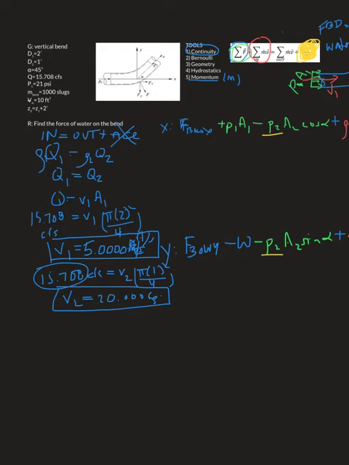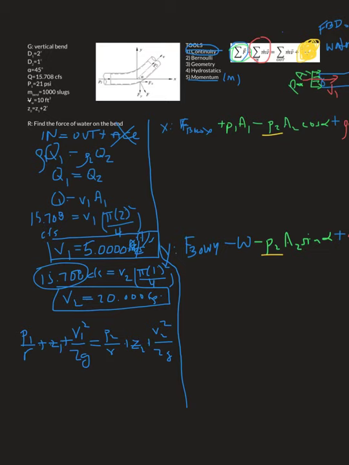Now we could solve this problem mostly, but we would still need P1 and P2. So continuity, we've used it. Let's try the Bernoulli and see if it will be helpful. P1 over gamma plus Z1 plus V1 squared over 2g equals P2 over gamma plus Z2 plus V2 squared over 2g.